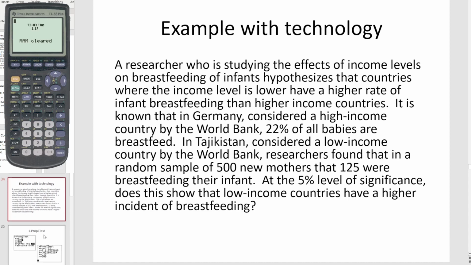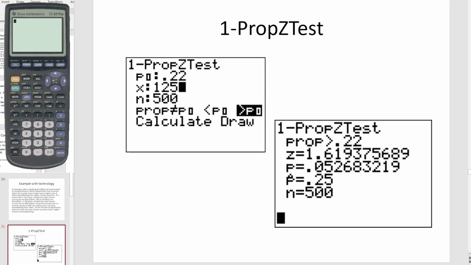In our calculators, what we want to do is hit stat and go right twice to tests and choose 1-PropZTest. Then we type in p0, which is 0.22. X was 125. N was 500. And we were given a 5% level of significance. Notice there's actually nowhere to type this in, but we'll keep that in mind.